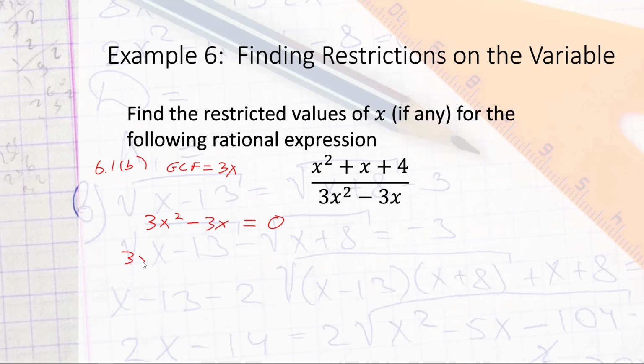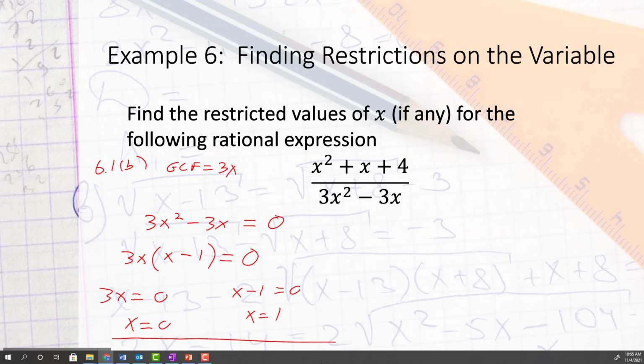And that will give us 3x times whatever we need to multiply 3x by to recover 3x squared, which is just x. And then times whatever we need to multiply 3x by to get -3x would just be a -1. And that will be equal to 0. So once again, we have two factors, both of which need to be equal to 0. And that will occur when 3x is equal to 0, or x is equal to 0, or when x minus 1 is equal to 0, or when x is equal to 1. And these are the two values of x that must be excluded.